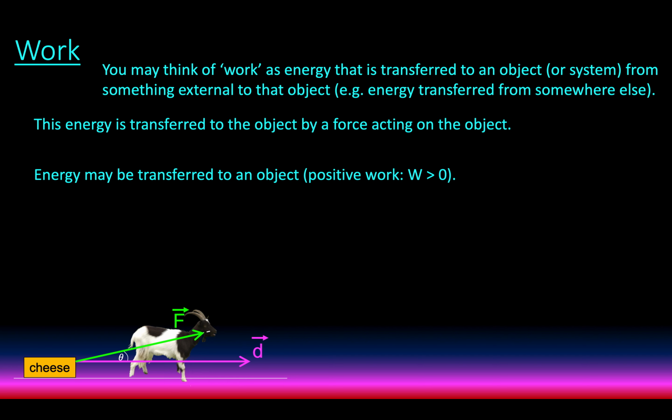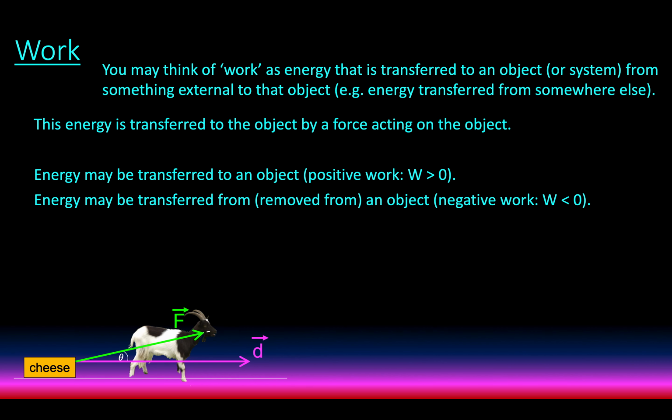Energy could be transferred to an object. When that occurs, the work will be a positive number. Work will be greater than zero with the equation we had on the previous slide. It is also possible to take energy away from an object. And when we calculate the work done in that scenario, we would get a negative number for the total amount of work done.